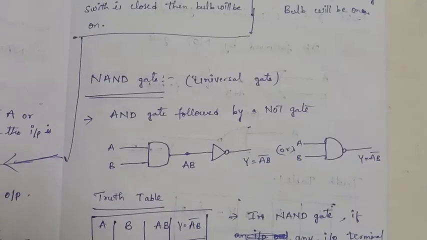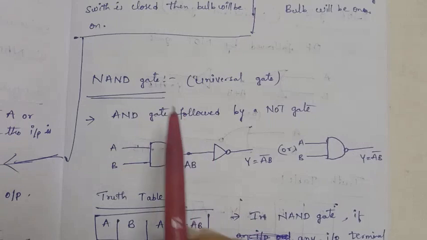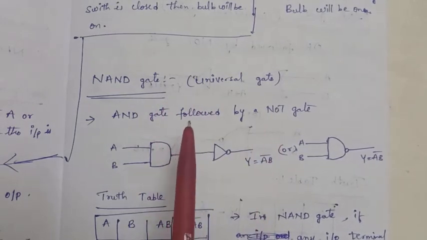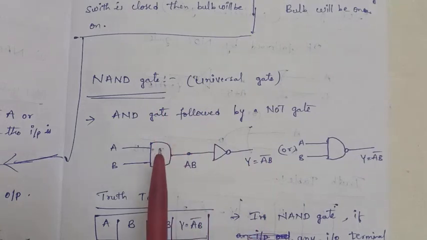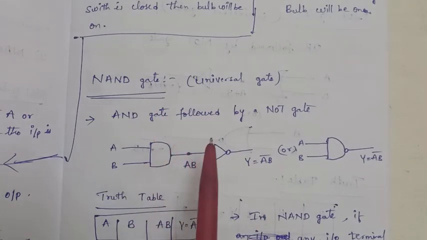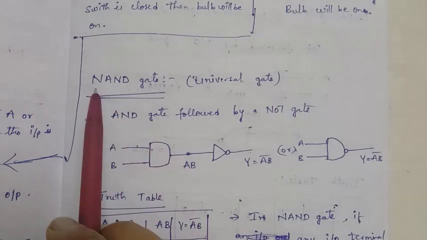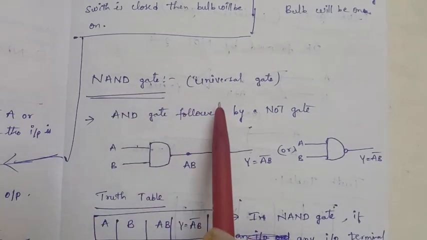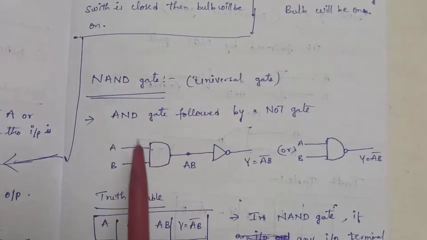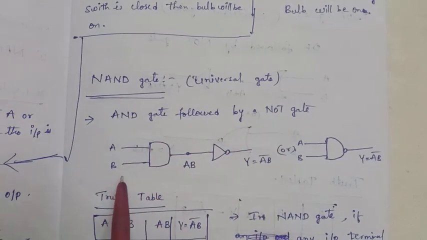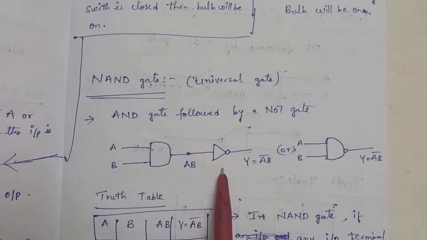Next one is the NAND gate. NAND gate and NOR gate are the universal gates. Why? Because based on these gates, we can construct all the remaining gates: AND gate, OR gate, NOT gate. So what is the NAND gate? It is the AND gate followed by a NOT gate.